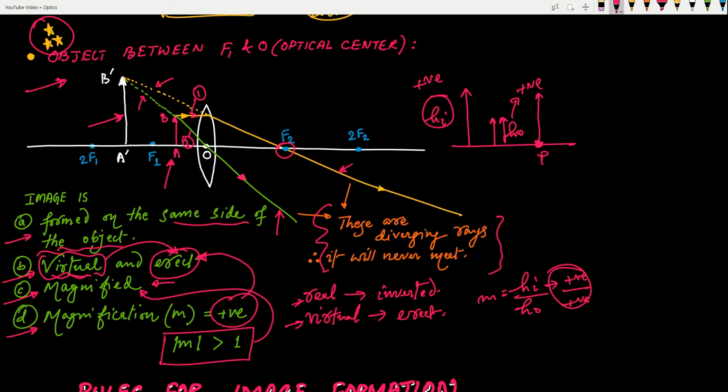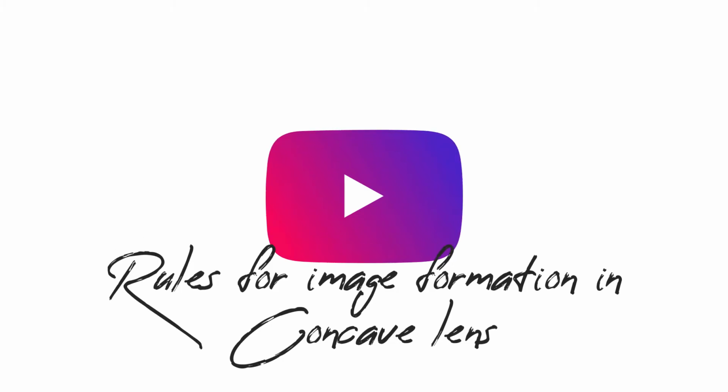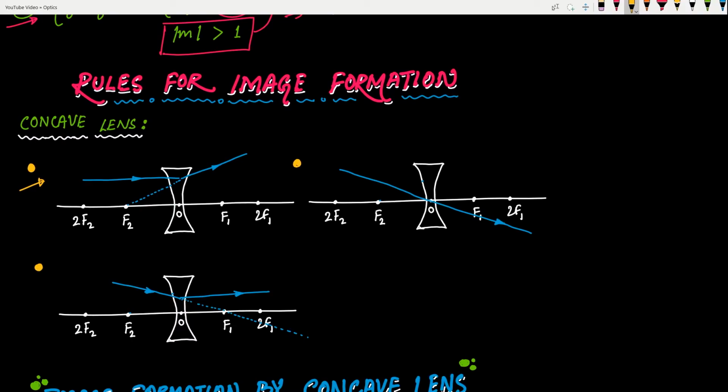Now we'll be moving into the rules for image formation for a concave lens. So let's jump into that. Okay, now let's start our study on the rules for image formation in a concave lens. So the part for convex lens is done. So let's look into this.